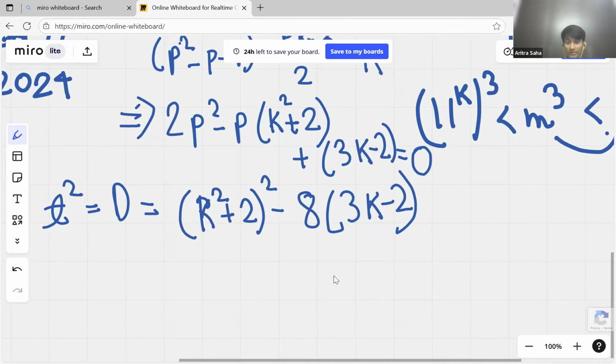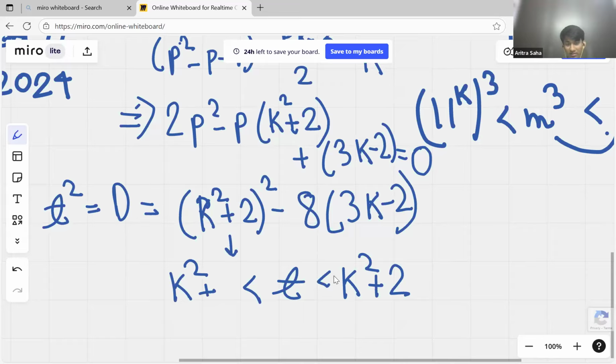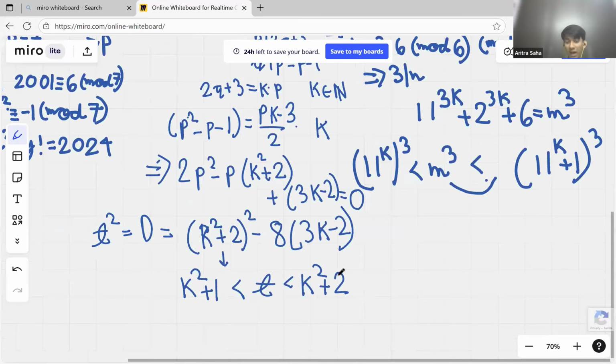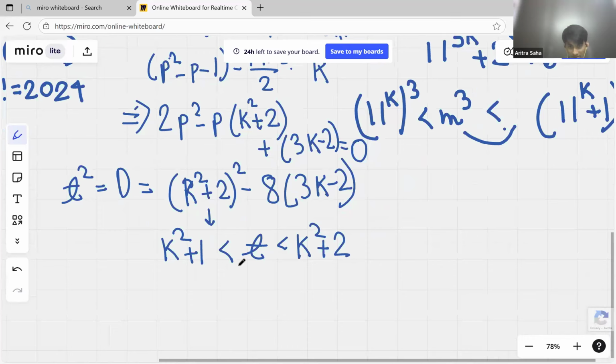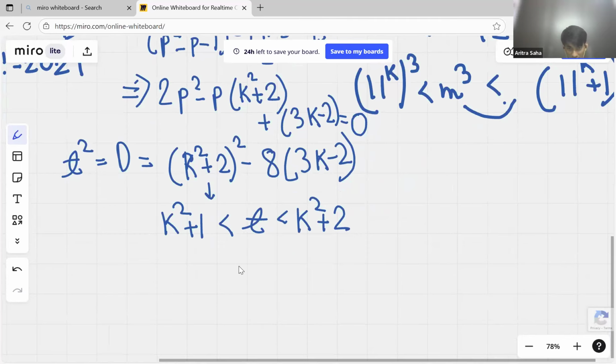Exactly. You have k squared plus 2, and you know that t should be less than k squared plus 2. If you can show that t is greater than k squared plus 1, then this can't be a perfect square. This idea is pretty common: if a number is a whole square, it will lie between two perfect squares. Not only squares, for any perfect m-th power, you can show that this quantity lies between two perfect m-th powers. So what is k squared plus 1 whole squared? k to the power 4 plus 2k squared plus 1.